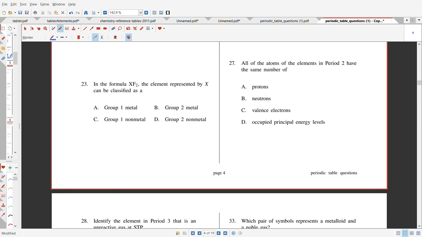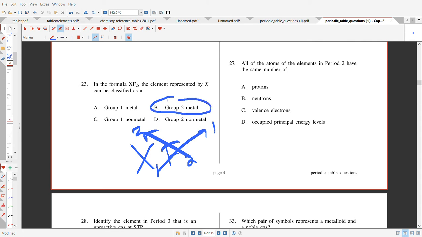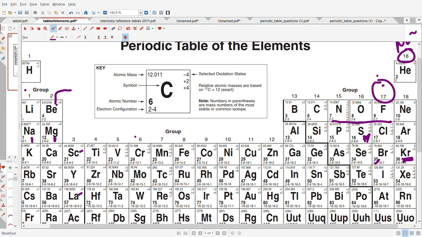I do want to do this one again, where you put a 1 here and a 2 here, and you work backwards. So X got a 2, and F got a 1. So X has to be a group 2 metal, because if we look, it's a metal and a non-metal when you combine these two. And which has a +2 charge? It's group 2. And then you see, these could be very challenging.